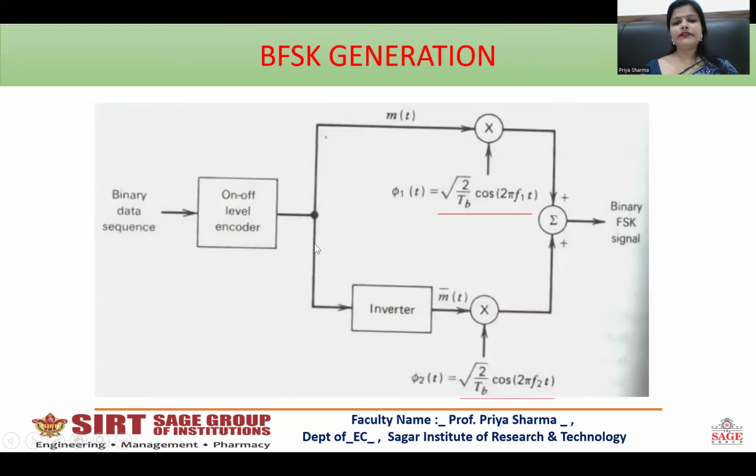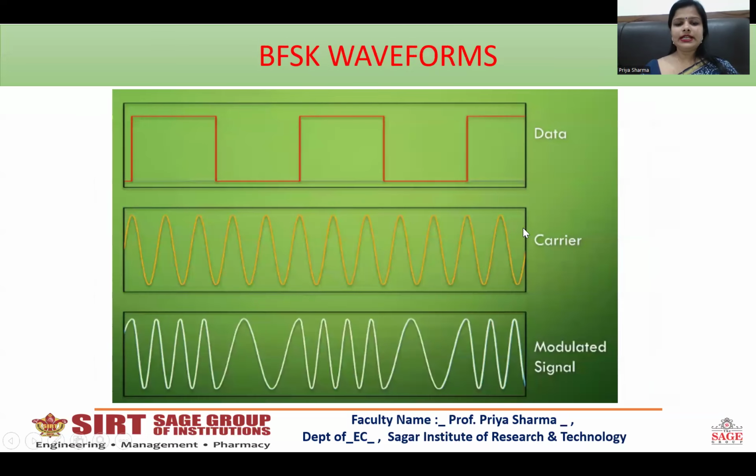This is how BFSK is generated. The binary data is passed to an on-off level encoder, and then it is multiplied, and an inverted signal is multiplied. It is multiplied with root 2 upon TB cos 2 pi f1t, that is the original signal, and here it is multiplied with the decreased frequency signal. Then both these signals are added in the adder or a summer, and the final BFSK signal is generated. These are the waveforms which were in the earlier slides also.